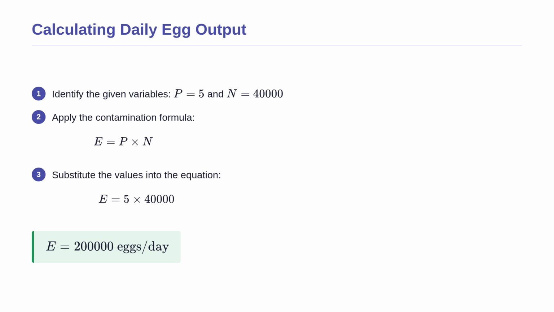Physically, this staggering number means just one untreated person can release 200,000 highly infectious eggs into their surroundings every single day, creating a massive biological hazard.